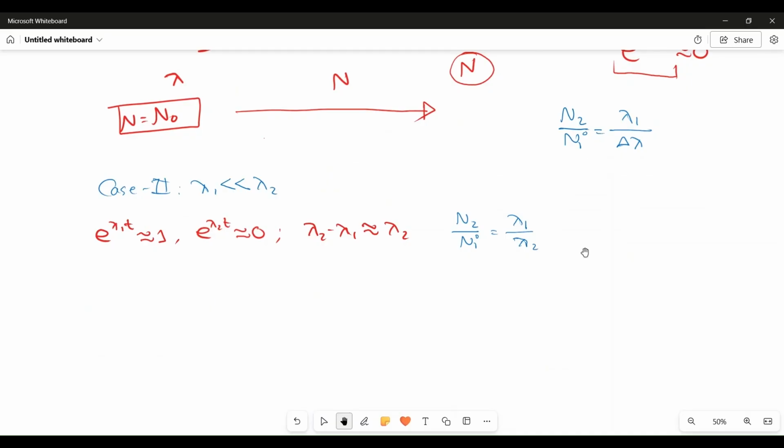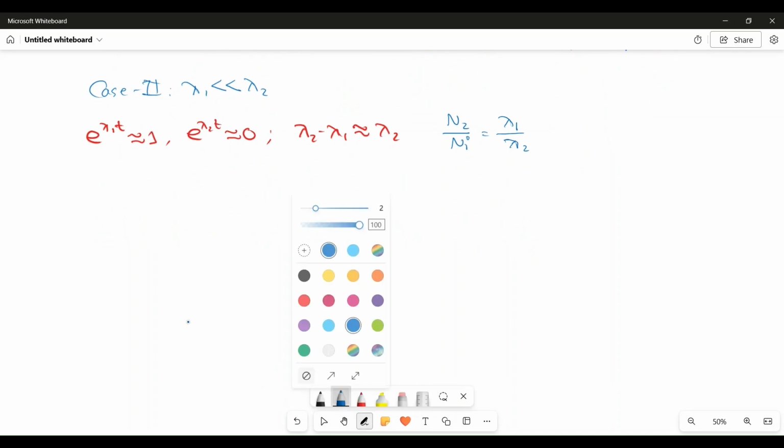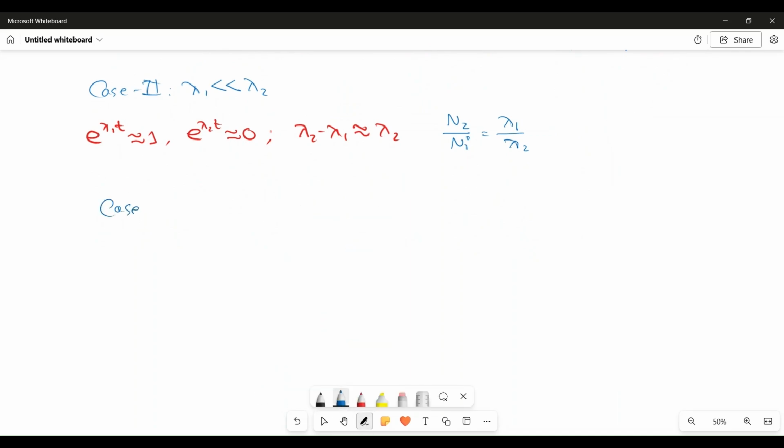Okay, and we have another case. This is the last case. In this case, λ2 will be greater. So we can also write it as the half-life of the parent is basically greater than the half-life of the daughter.